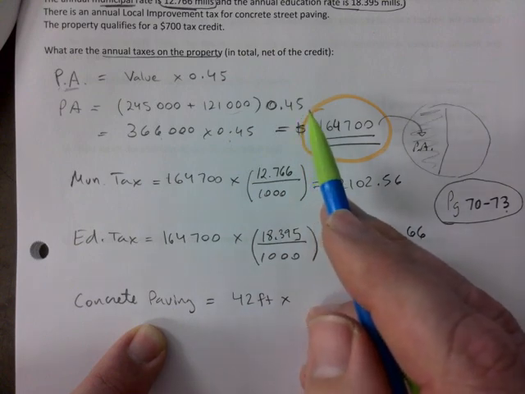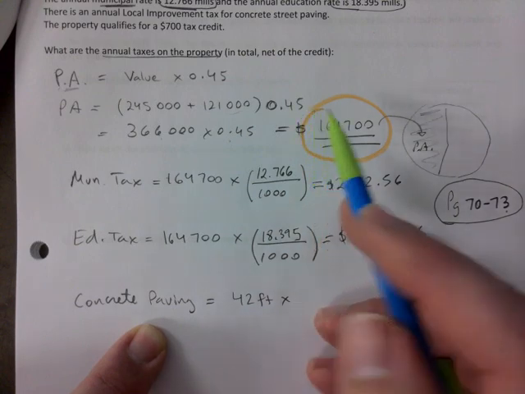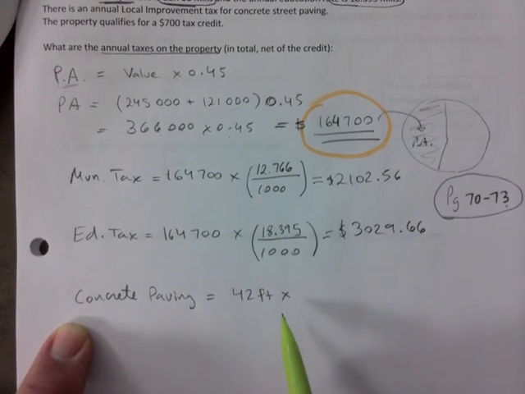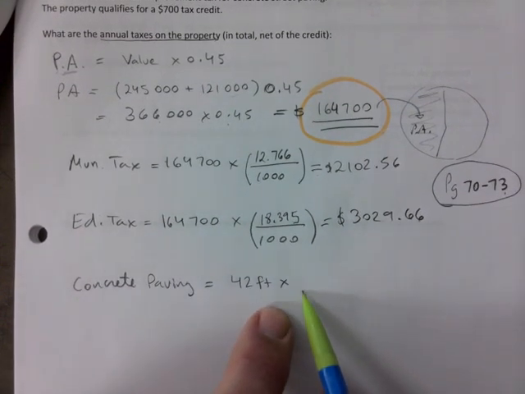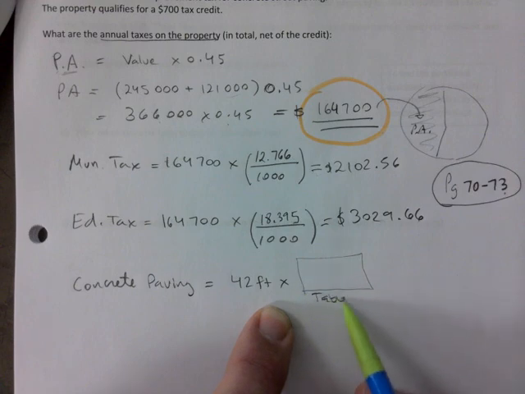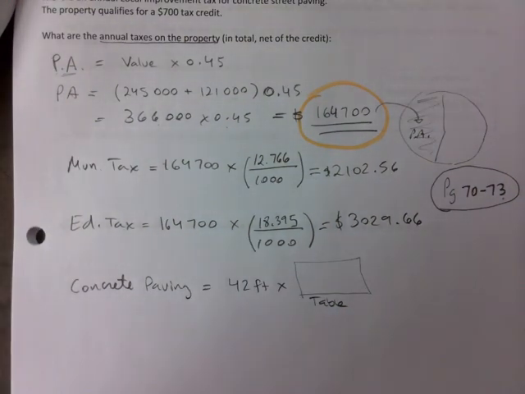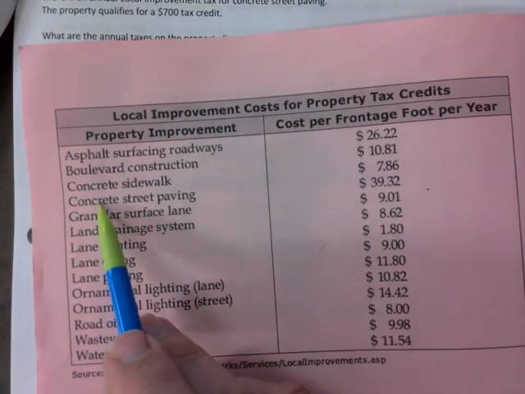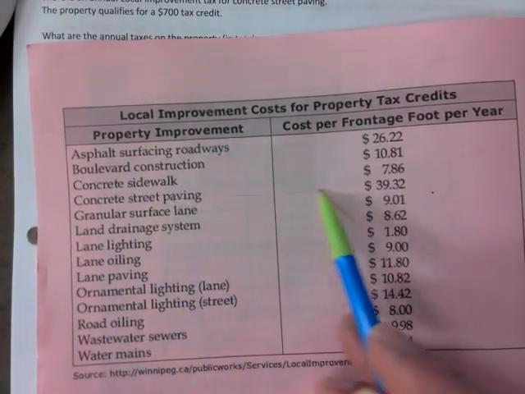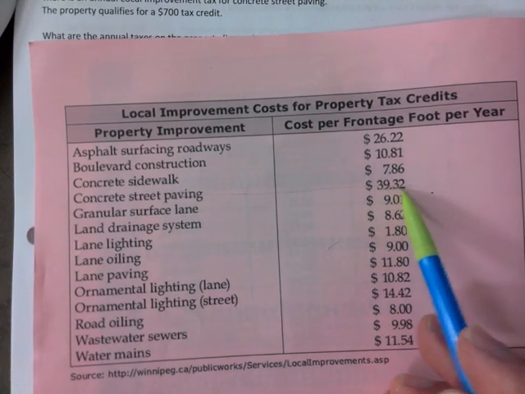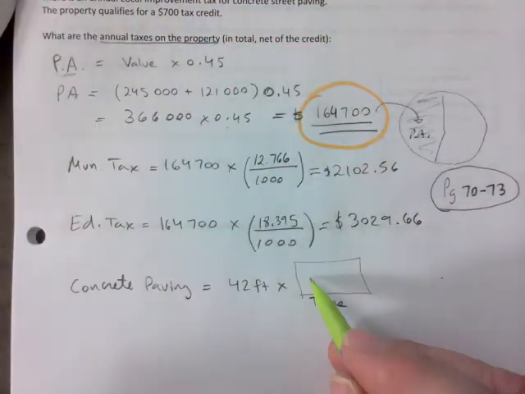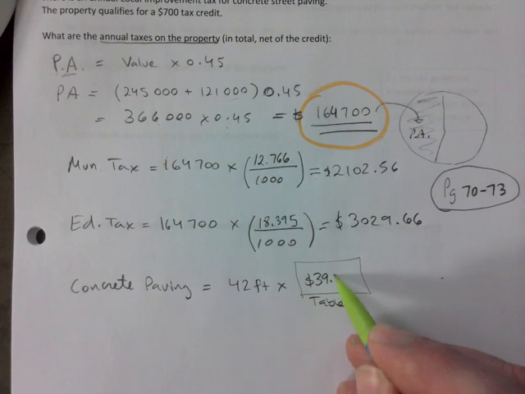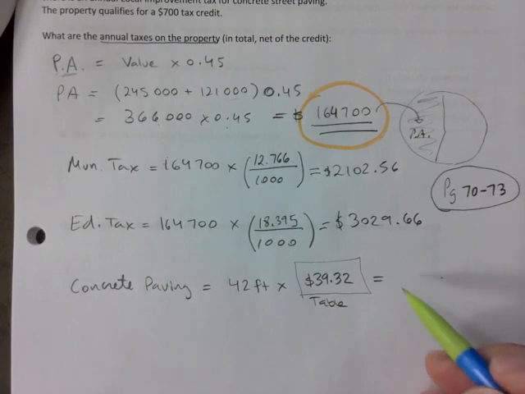Is there anything else? That's it. So concrete paving is part of the improvement. We're going to get this from the pink table. Okay, from the table. Go get concrete street paving, 3932. You plug that in here. You figure out what that is.